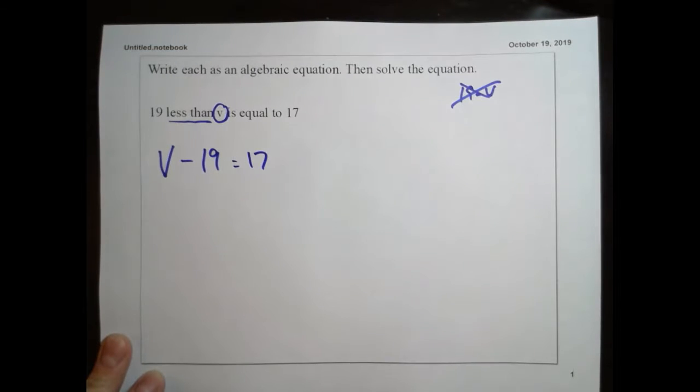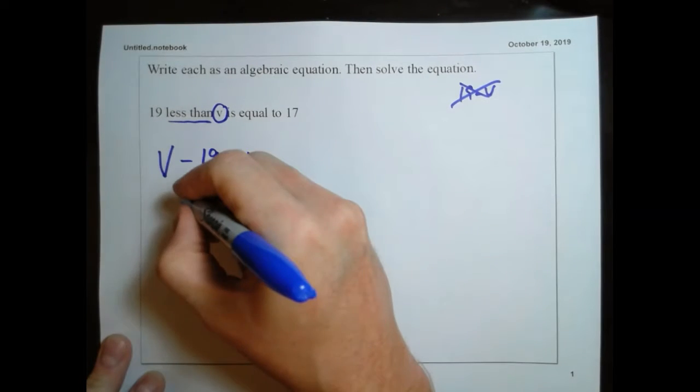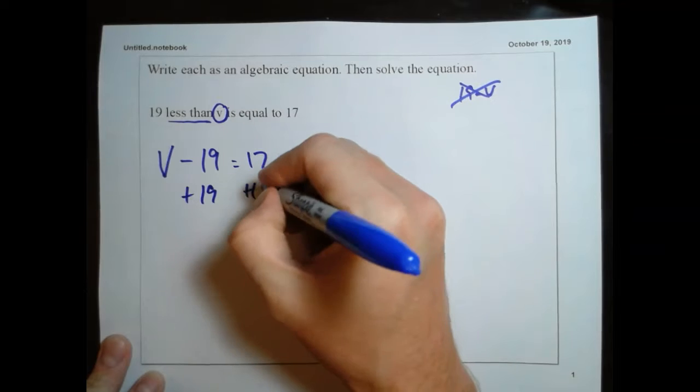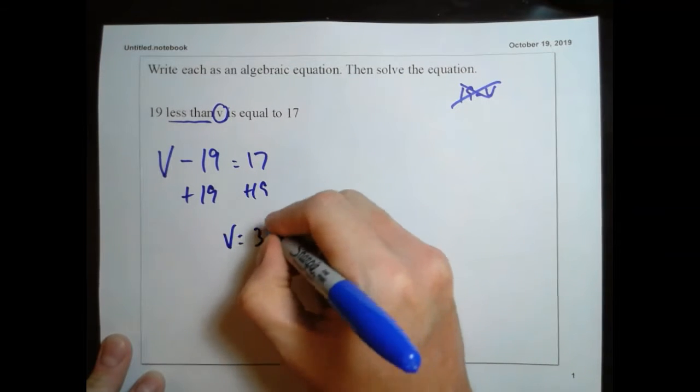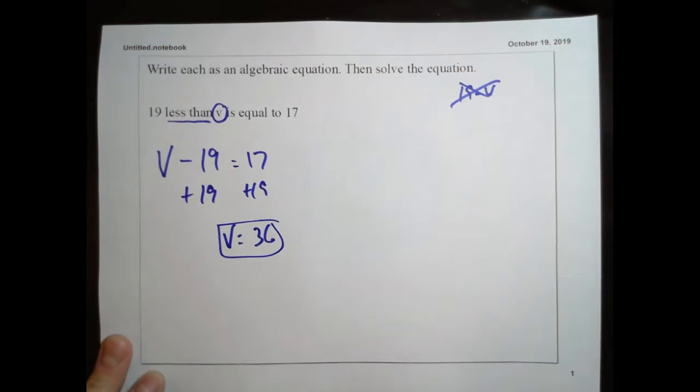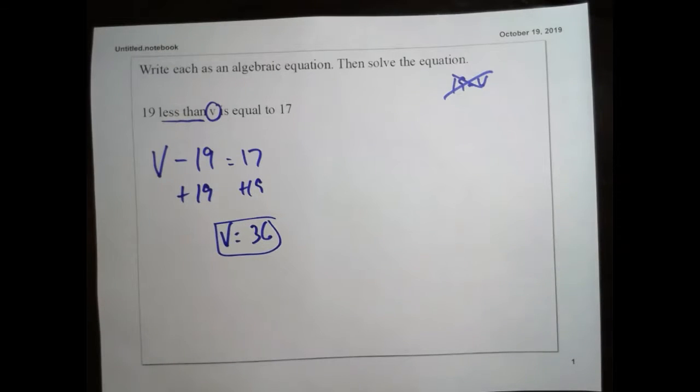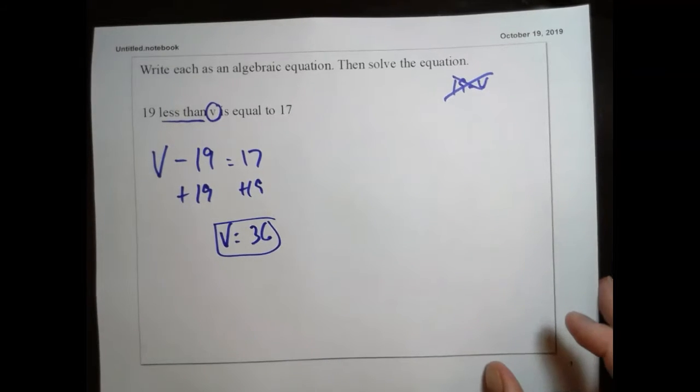And at this point, we're generally okay. Oh, we're subtracting, so undo subtraction with addition. V is 36. Okay.